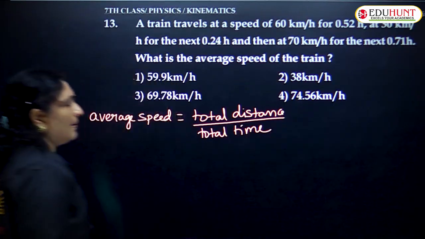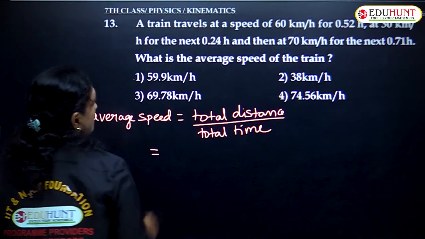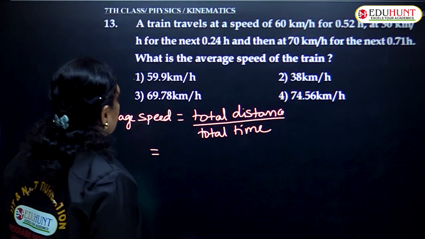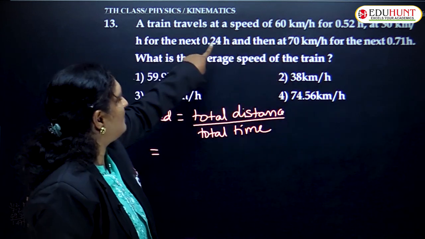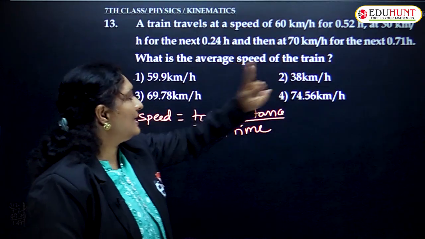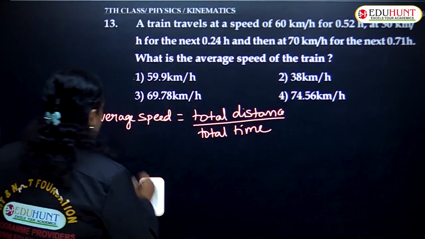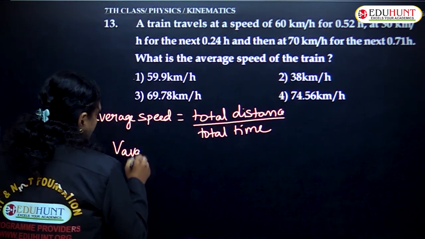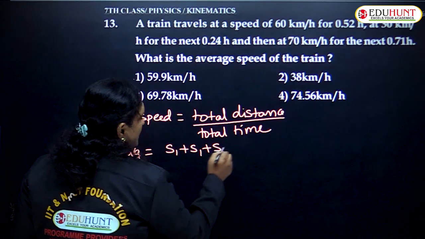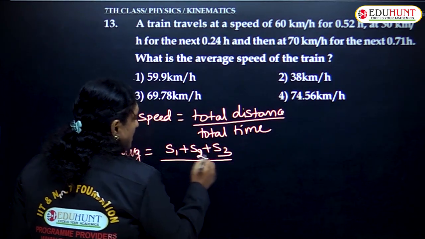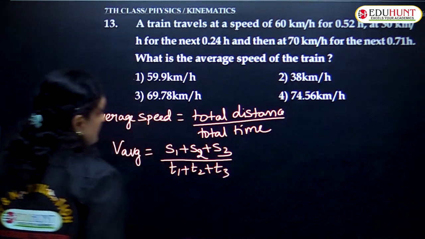Total distance covered by total time. So what is the total distance, children, here? Total distance is nothing but how many cases? 60 km per hour in one time, 30 km per hour in 0.24 hours, and 3 distances. Hence, mathematically, we can write it as average speed is equal to total distance S1 plus S2 plus S3 upon total time T1 plus T2 plus T3.